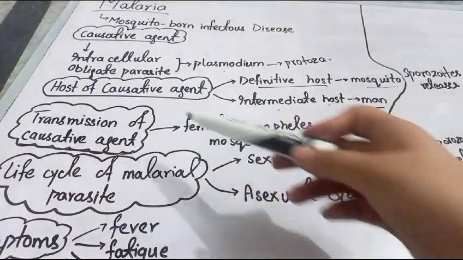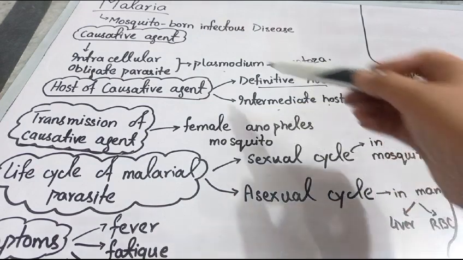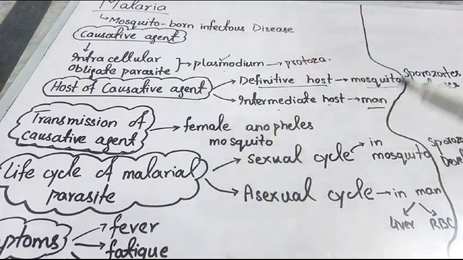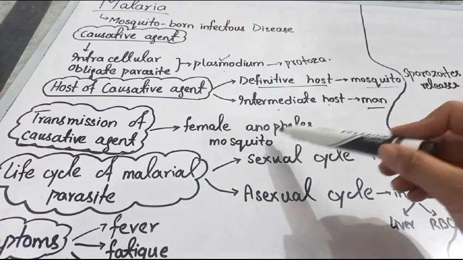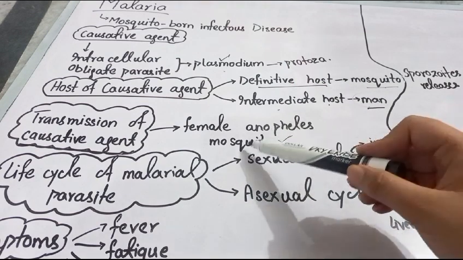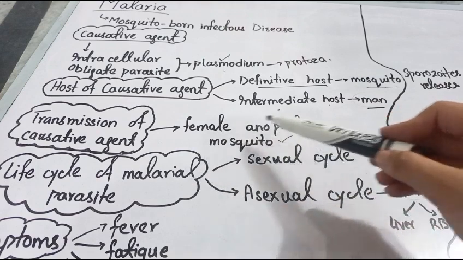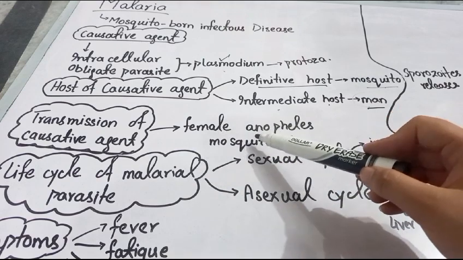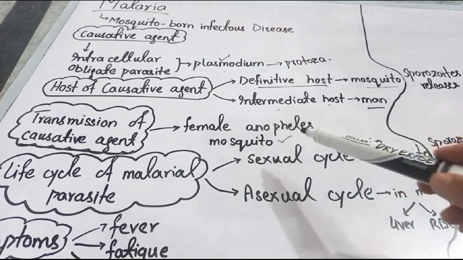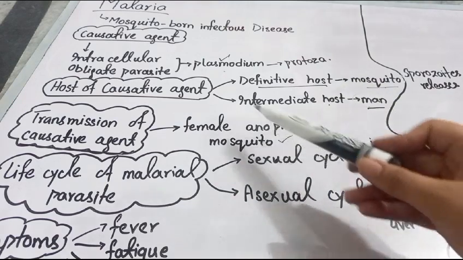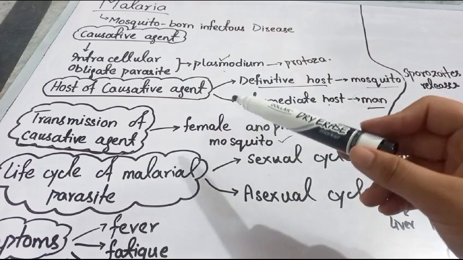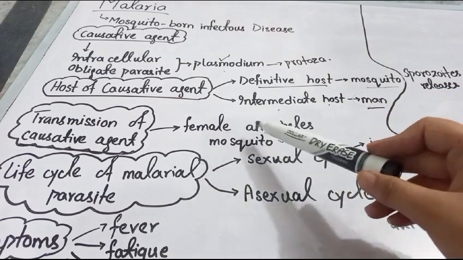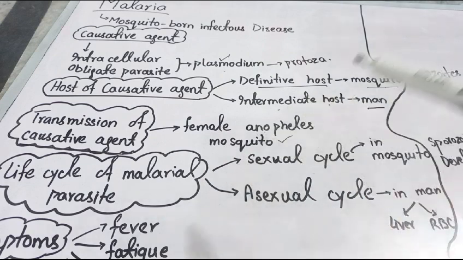Next we are discussing the transmission of the causative agent. We discuss the transmission of Plasmodium. How is Plasmodium transmitted? It is transmitted with the help of a mosquito called the female Anopheles mosquito. Anopheles is a type of mosquito, and the female of this mosquito is the transmitter. Remember that the male Anopheles mosquito will not transmit Plasmodium.